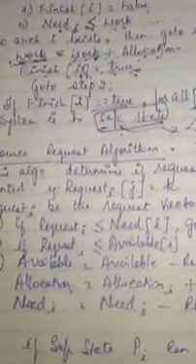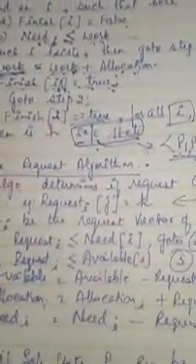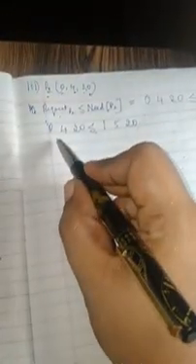What is the next step? Request is less than or equal to available. Your request is 0420. You are checking whether it is less than or equal to available. Available is 1520. Yes, it is true. So we are going to the third step.